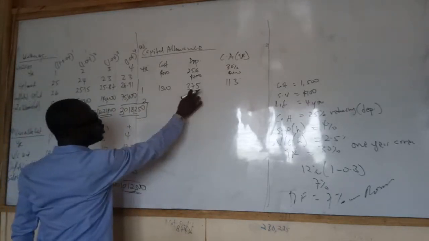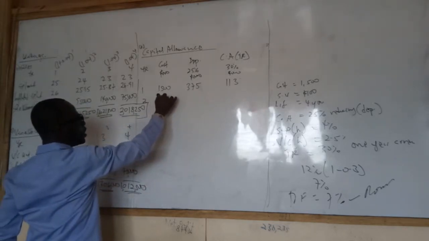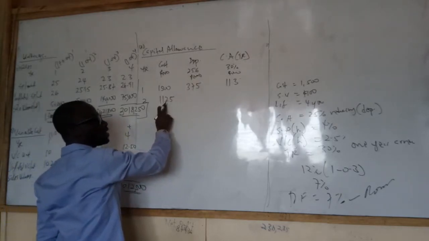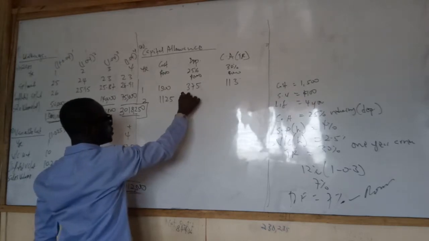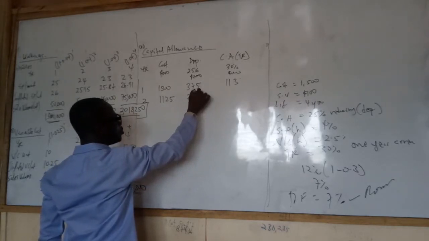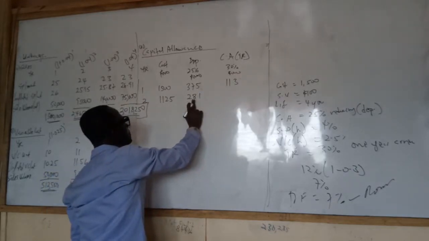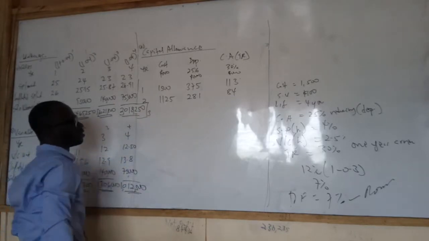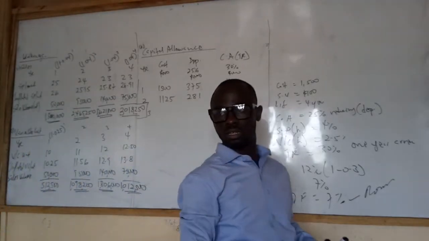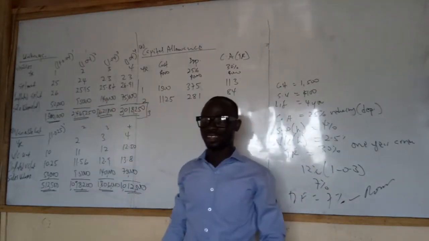Year 2, reducing balance: 1125. 25% of that is 281. 30% of 281 is 84. Year 3. When you do this in the exam, it will be part of your workings. You'll get marks for it.